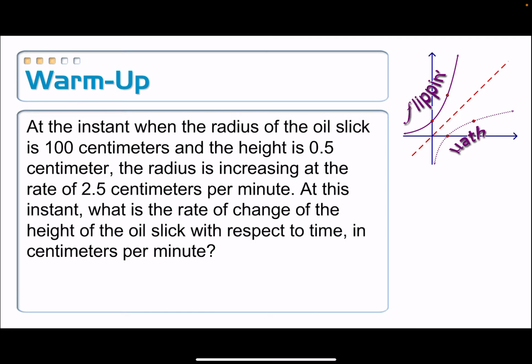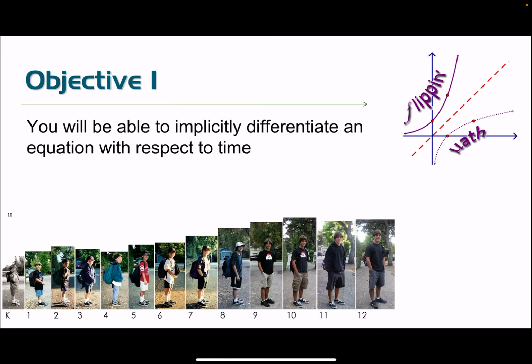All right, so that's a lot to process. And when you see a question like this, I don't want you to get intimidated, especially right now, because we're going to break this up into small little chunks. By the end of it, when you see a problem like this, it's one of the easiest things that we'll do on that calculus exam. All right, which brings us to our first objective, being able to implicitly differentiate an equation with respect to time.